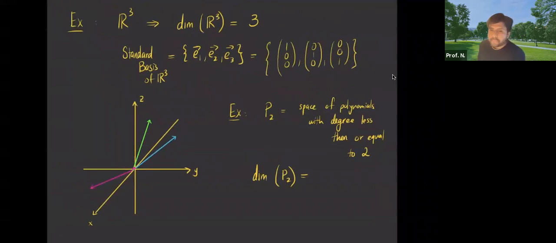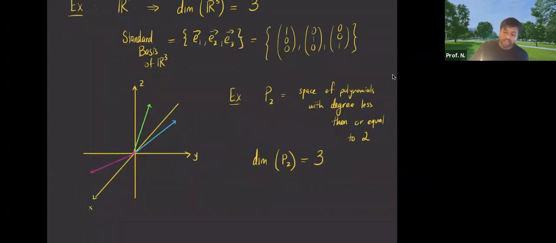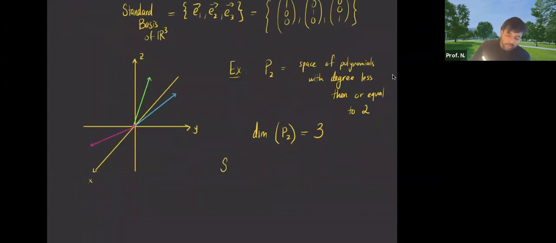It's 2, because you see the number 2, right? Remember, P2, I said, is similar in its structure to R3. So that's another thing. Vector spaces with similar structures have the same dimension. So P2 is the same as R3 in terms of dimensions. It's 3. Now, what are the standard bases for P2?